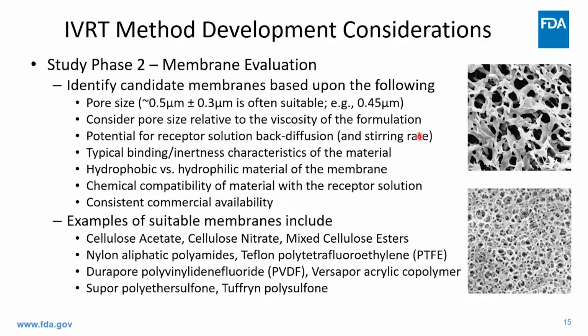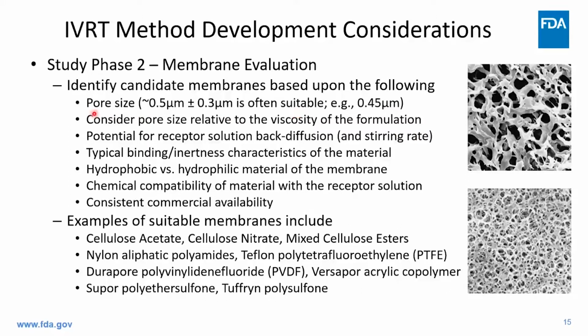In the previous phase, you would have just selected an arbitrary membrane, but now you're going to look at some additional ones. Some of the things that you can look for in candidates is the pore size. A very common one is a 0.45 micron pore size in filter membranes, but something in the range of 0.2 to 0.8 is often suitable.